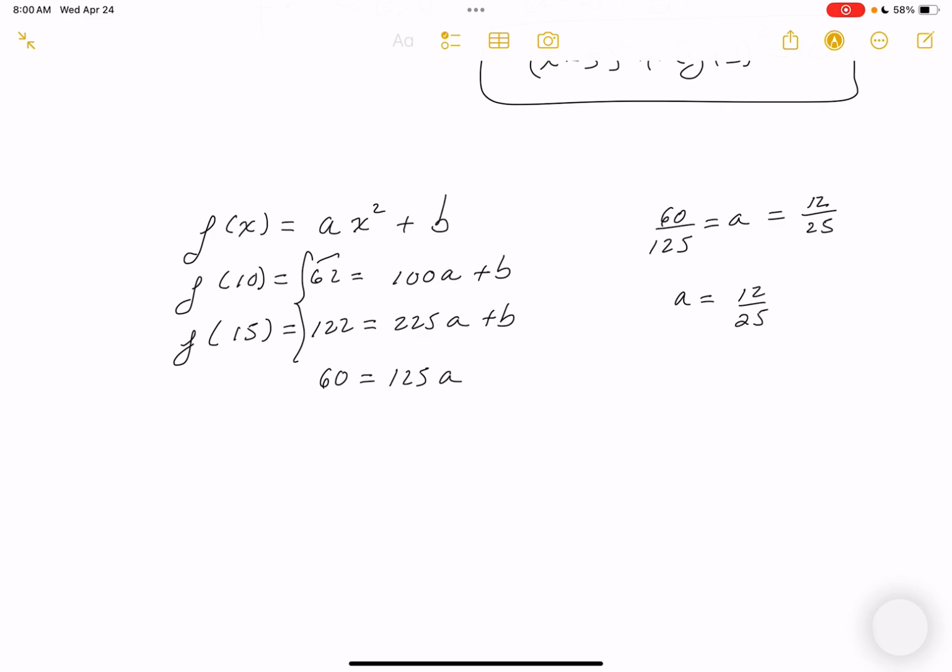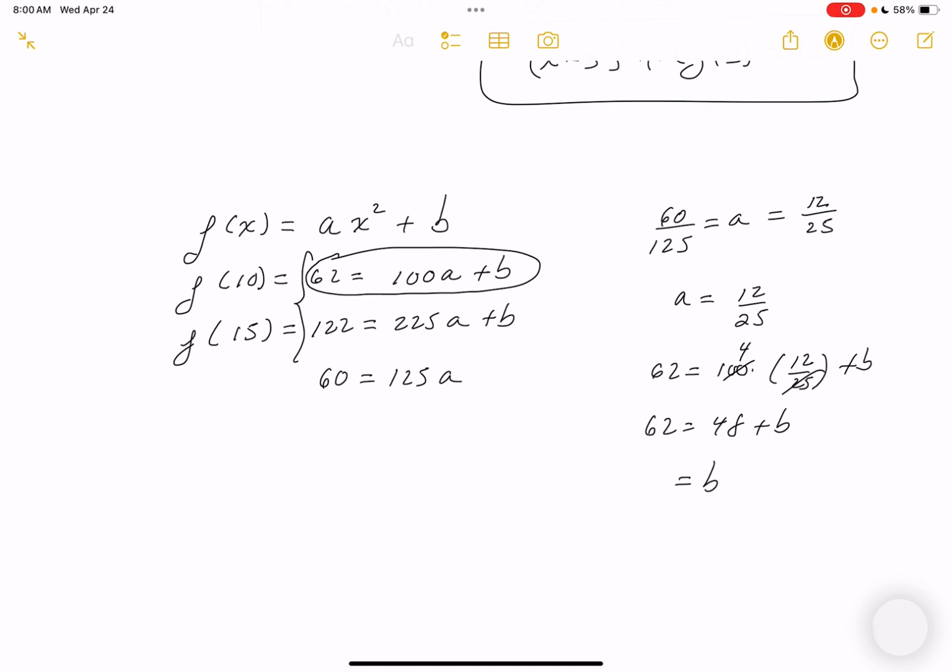Now, I'm going to use this equation to figure out the b now. And what do you get? You're going to get 62 equals 100 times the a, which is 12 over 25, plus the b. 25 goes into 25 once, goes into 100 4 times. You're going to get 48 plus b. And then what do you get? Take 48 from both sides, and you're going to get 14.